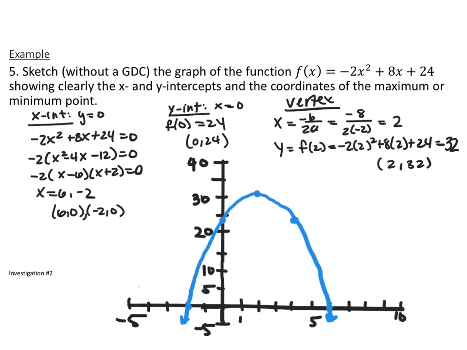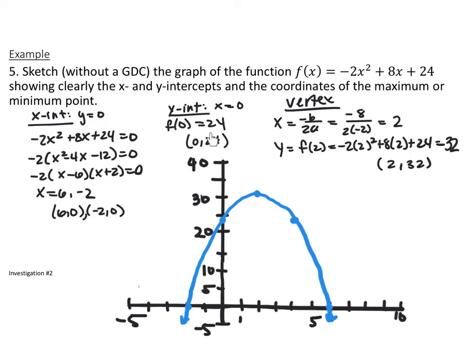So the first thing I did is I found my x-intercepts, so I set the whole function equal to 0, and then I factored it. I took a -2 out of everything, and then x² - 4x - 12 factors into (x - 6)(x + 2). So this is the factored form, or the intercept form, of this quadratic function, this parabola. And so if you use zero product property, you find that your x-intercepts are x = 6 and -2, or (6, 0) and (-2, 0). So I plotted those two.